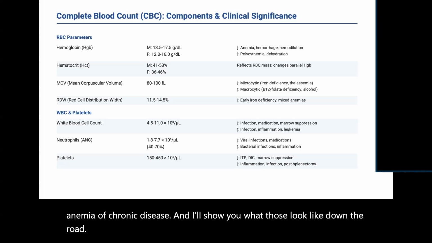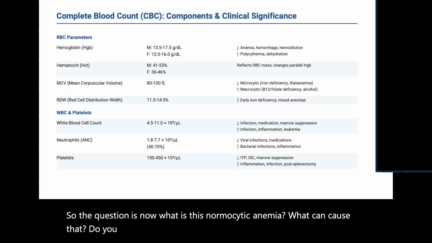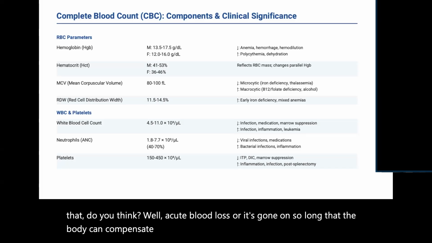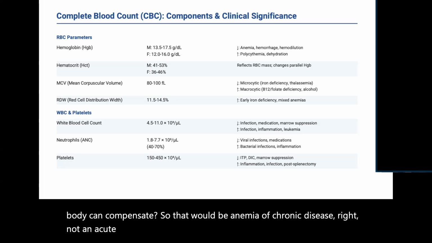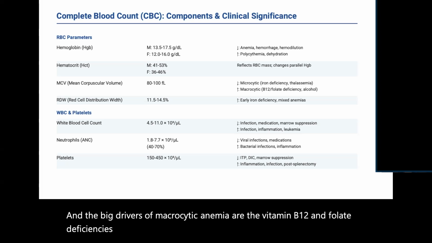So the question is now, what is this normocytic anemia? What can cause that, do you think? Well, acute blood loss, or it's gone on so long that the body can compensate. So that would be anemia of chronic disease, right? Not an acute condition typically. And also CKD. And the big drivers of macrocytic anemia are vitamin B12 and folate deficiencies, alcohol, liver disease, and certain drugs can cause it.